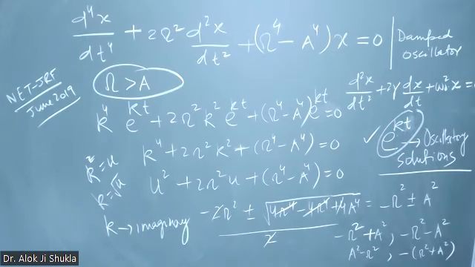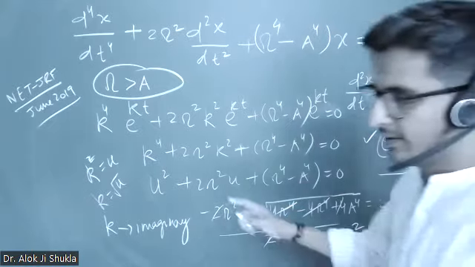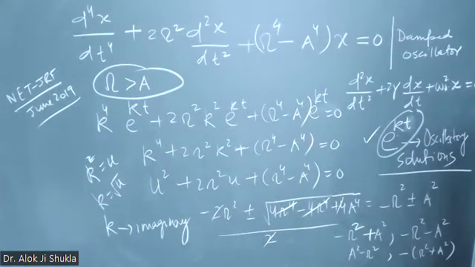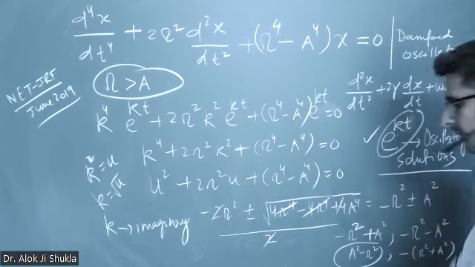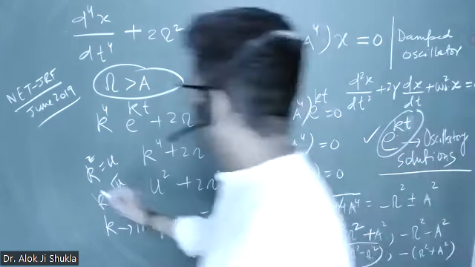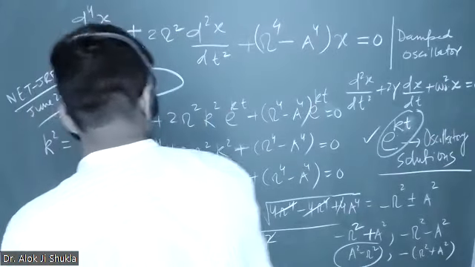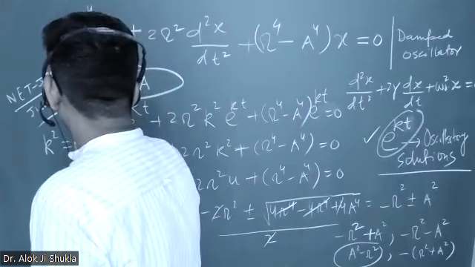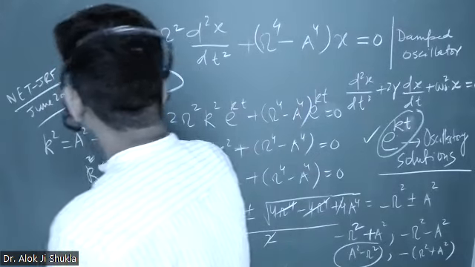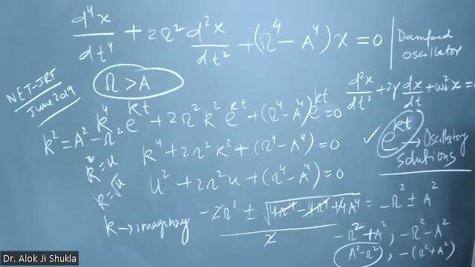So both roots are negative. So k is under root of u, so it will become imaginary. And why is this root imaginary? Because k square will become a square minus omega square, and omega is greater than a, so it will become negative. It will become negative, so k will become imaginary. K will become imaginary, that means the solution will become oscillatory.